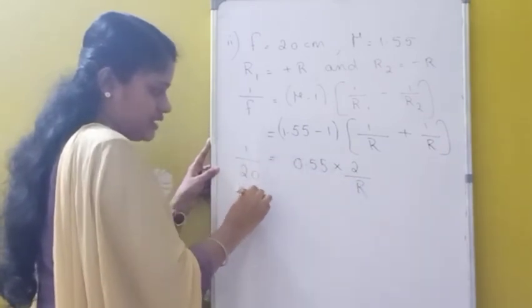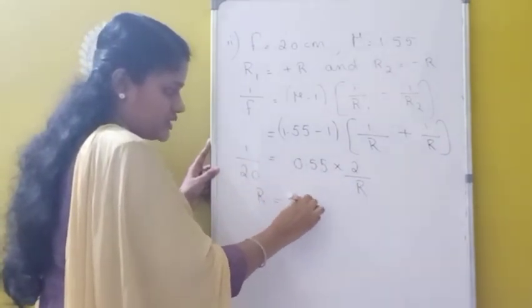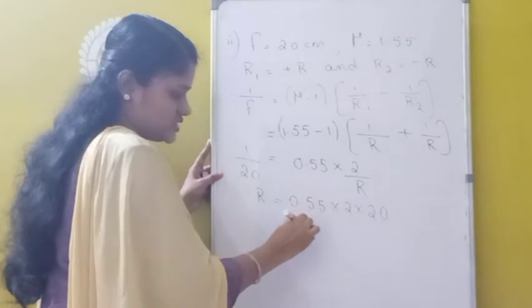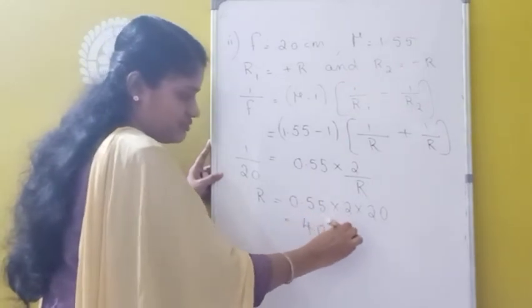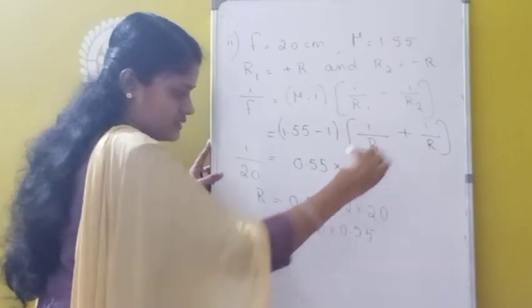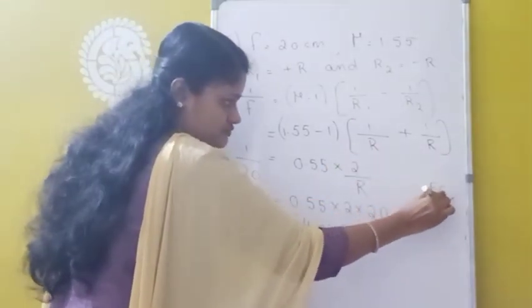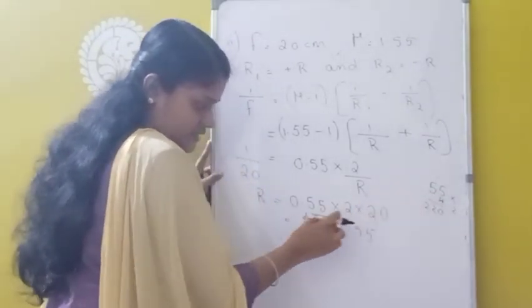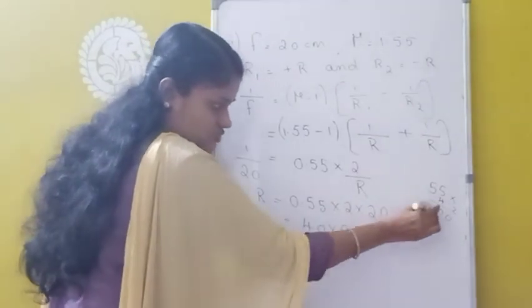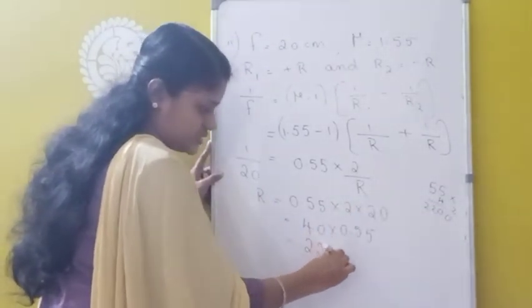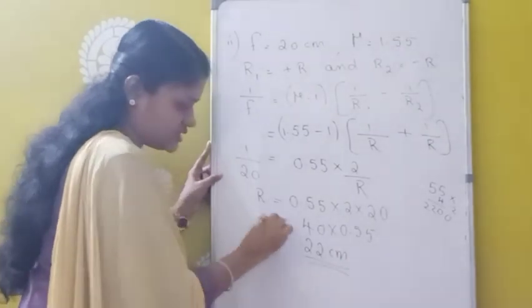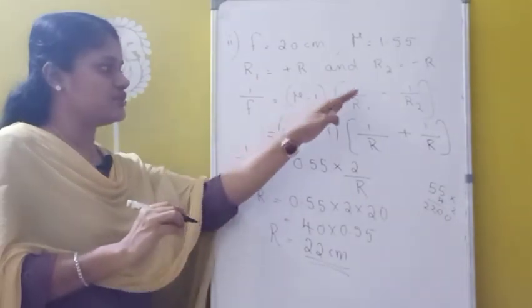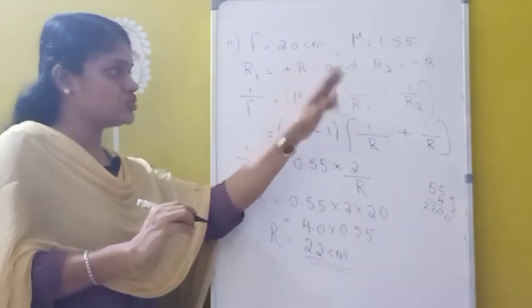R into 1 becomes R equals 0.55 into 2 into 20. 2 into 20 is 40, into 0.55. So 55 into 4 we can do: 220, and one more 0, then the decimals give 22. So we get 22 centimeter. So the radius of curvature we are getting is 22 centimeter. Here we are using only the Lensmaker's formula, 1/f equals (mu minus 1) into (1/R1 minus 1/R2), but here R1 and R2 are both the same.